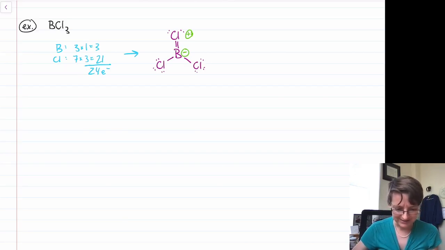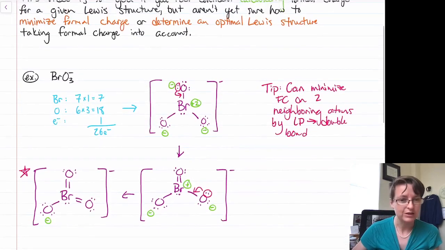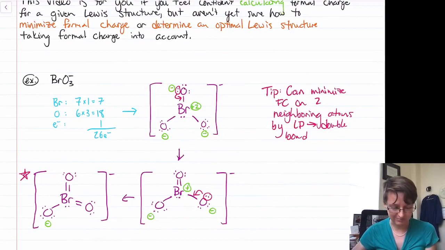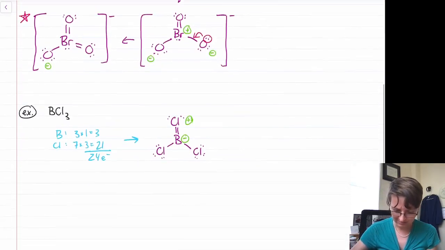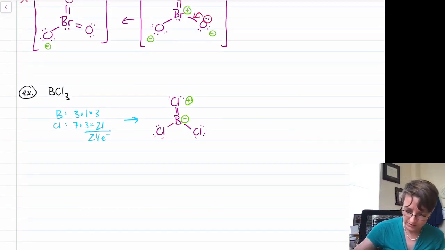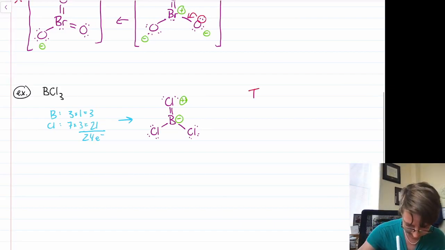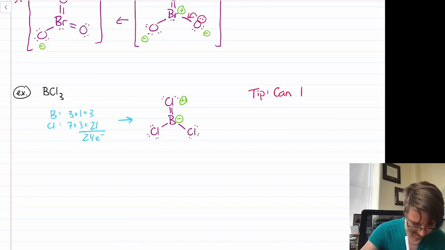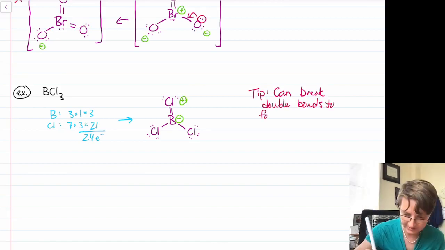However, my previous tip was that you should take a lone pair that's on the more negative atom and turn it into a double bond. But unfortunately, with this boron, we don't have any lone pairs to work with on that atom. So a related tip is that you can also break double bonds to change the formal charges.